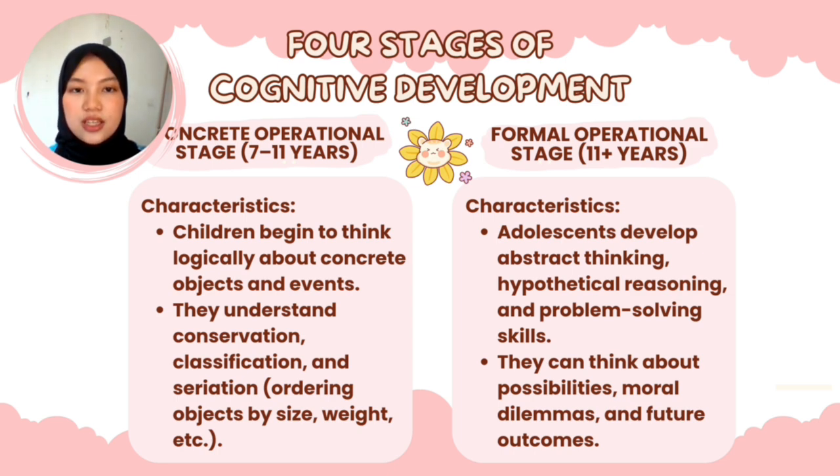And the last stage is the formal operational stage, which happens from 11 and above. The characteristics here are that adolescents develop abstract thinking, hypothetical reasoning, and problem-solving skills. They can think about possibilities, moral dilemmas, and future outcomes.